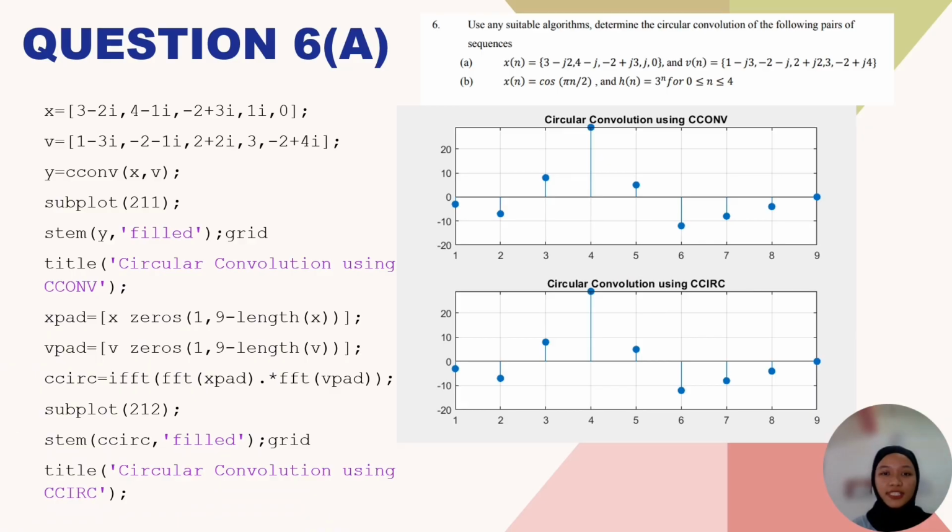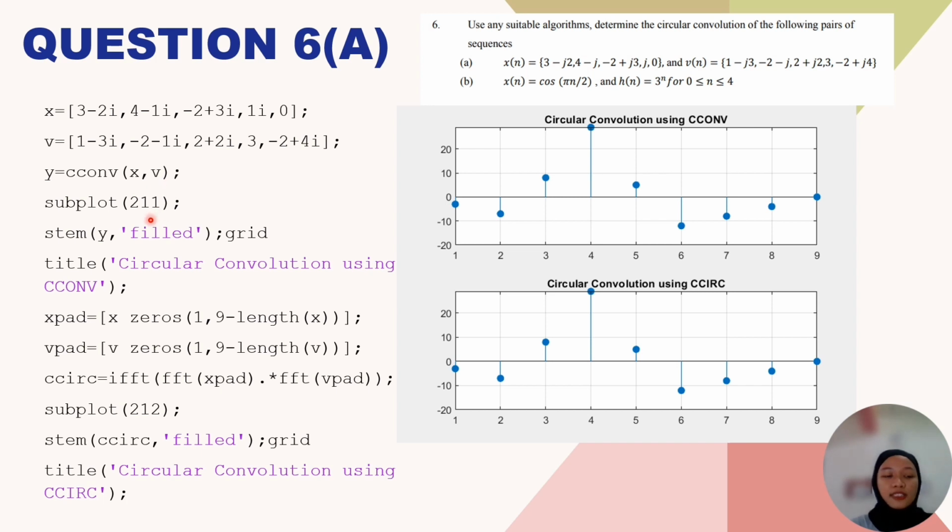For this question 6A and B, it requires us to determine the circular convolution of the following pairs of sequences. For A, it is the sequences xn and vn. So in the code, we will rewrite the sequences xn and vn. And then we will use the method cconv in order to get the circular convolution of v and x. Here you can see we use y equals cconv of x and v.